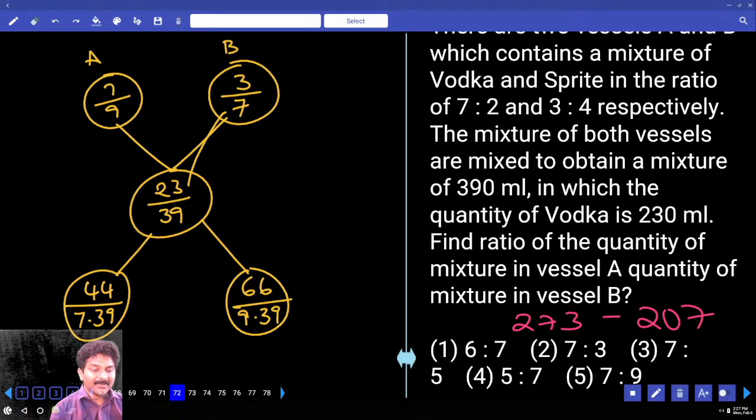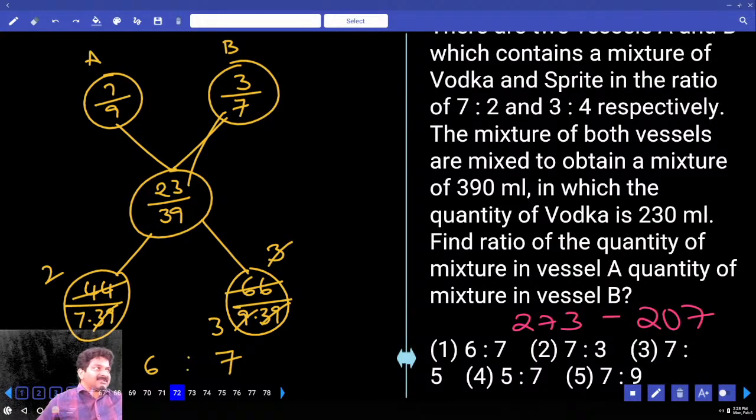What is the difference? 66. 22. 2 times. 22. 3 times. 39, 39 cancel. 3 times. So now if you go with cancellation, cross multiplication, 6 is to 7. Final answer. So here we considered only vodka.